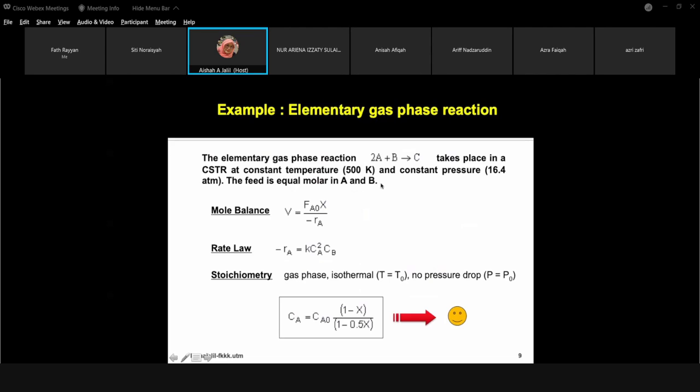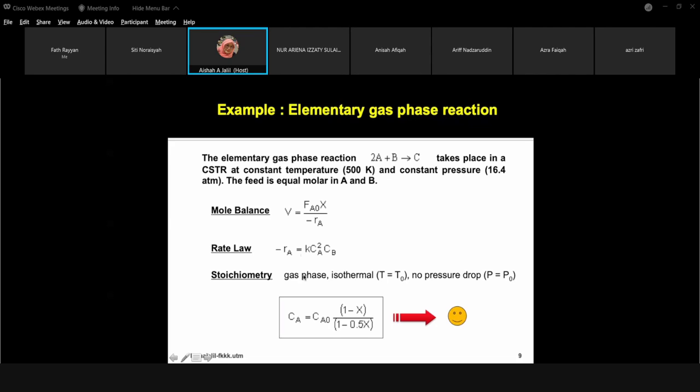So what information can you take before you calculate what they want? I think they want you to calculate the V, right? This is the mole balance, because for the CSTR, V is F_A0 X over negative r_A. This is an elementary reaction, so the rate law becomes negative r_A equals k C_A squared C_B.